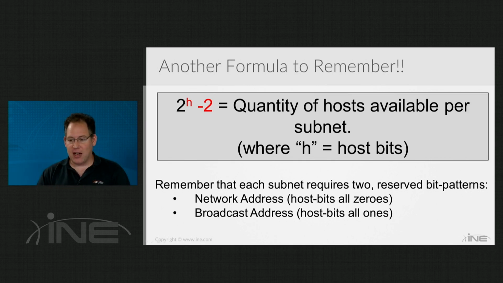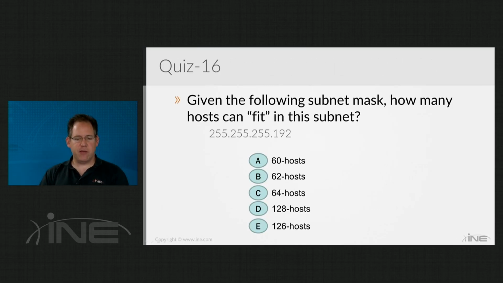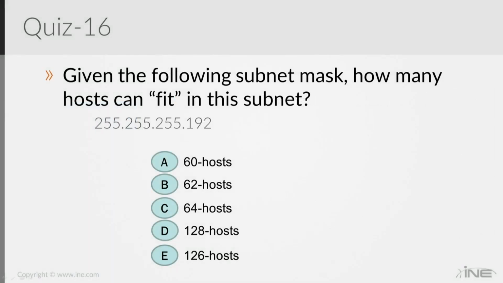So based on that, let's do a few more examples, or I should say a few more exercises. Get everything lined up here. All right, so here we go. Given the following subnet mask, how many hosts can fit in this subnet? What's the total quantity of hosts you have available based on this subnet mask?